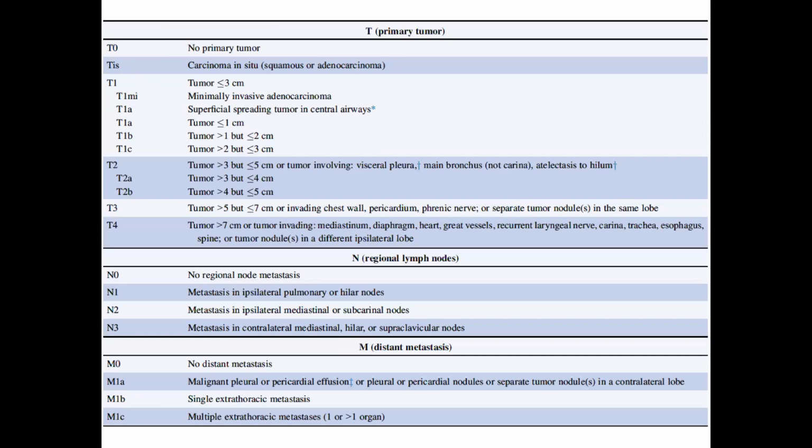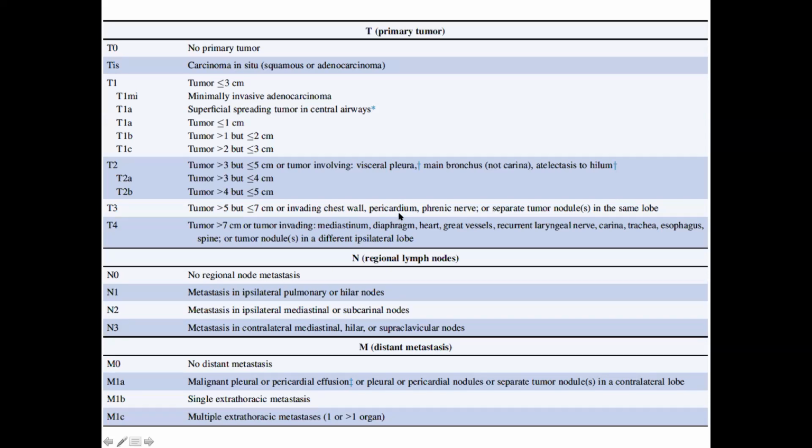T3 tumors are the larger tumors in terms of size, so between 5 and 7 centimeters, or, and we need to keep these in mind again, same thing applies, the highest applicable stage is the one that will carry the staging. So invasion of the chest wall, and remember that does not have to be right through ribs, but as long as it's invading the chest wall beyond the visceral pleura, then we're counting a T3.